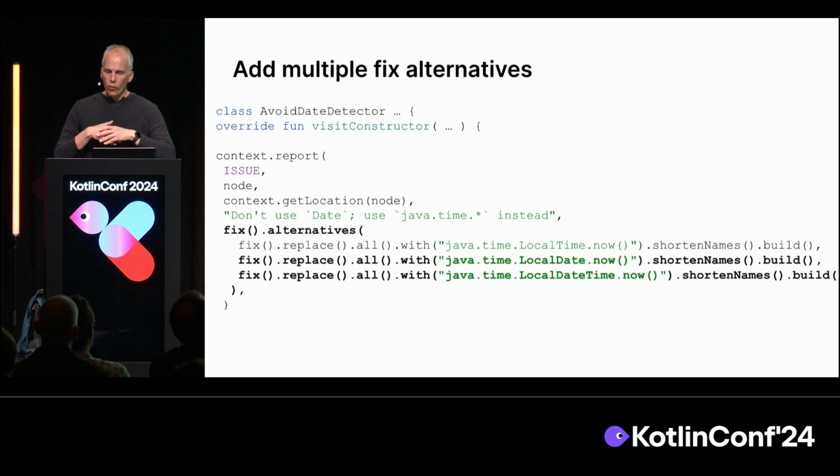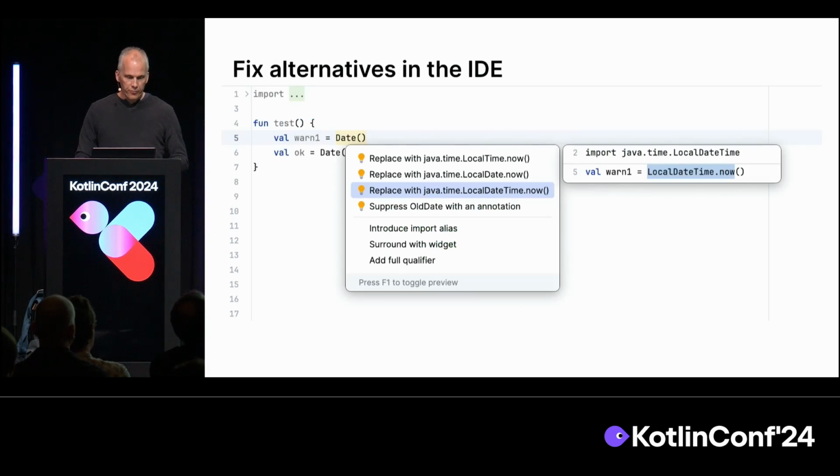And perhaps they don't want to offer switching to local time. Maybe the date usage was meant to include the date as well, not just the time. So we can offer multiple fixes. So we construct all the alternatives here and wrap them with a single quick fix which nests all the alternatives. And when we run that, we get all the fixes presented in the IDE for the user to choose from.